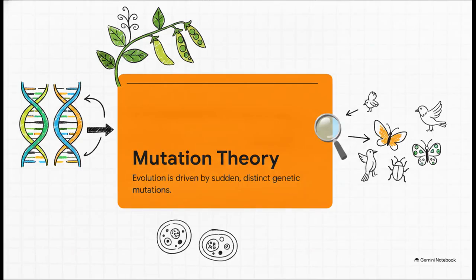Right around this same time, Hugo de Vries enters the chat with his mutation theory. He figured out that evolution could also be driven by sudden, distinct genetic mutations, not just slow changes. Quick exam tip for you: whenever you see a matching question, strictly pair Hugo de Vries with mutation theory. Literally a guaranteed point for your exam.